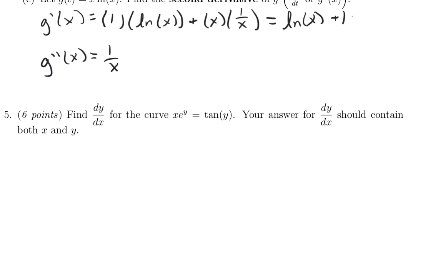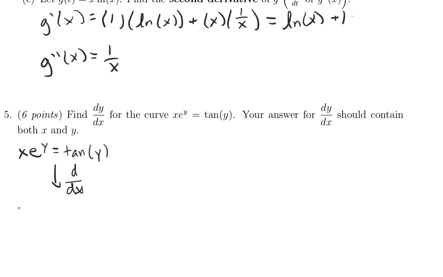And then for number 5, we're going to find dy dx for the curve x e to the y equals tangent of y. Okay, so this one's implicit differentiation. So we're going to have the function x e to the y equals tangent y, and we're going to take the derivative of both sides of this with respect to x. Okay, so on the left here, we're going to have to use product rule again because we're assuming that y is a function of x, and we know that it is.